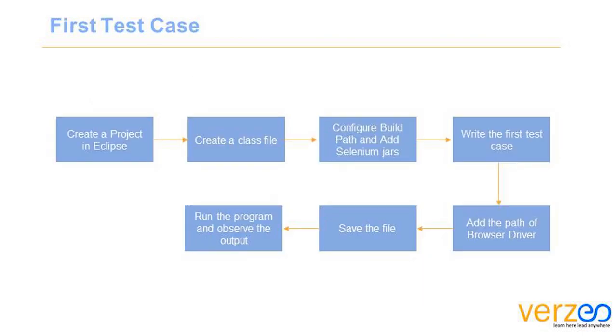So this is the first test case. First, you need to create a project in Eclipse, then create a class file. Then configure the build path and add the Selenium jars. Then write the first test case and add the path of the browser driver. Save the file and run the program. Now let's go step by step and see how to install all these, and then we'll see how to run the first test case. Simple.